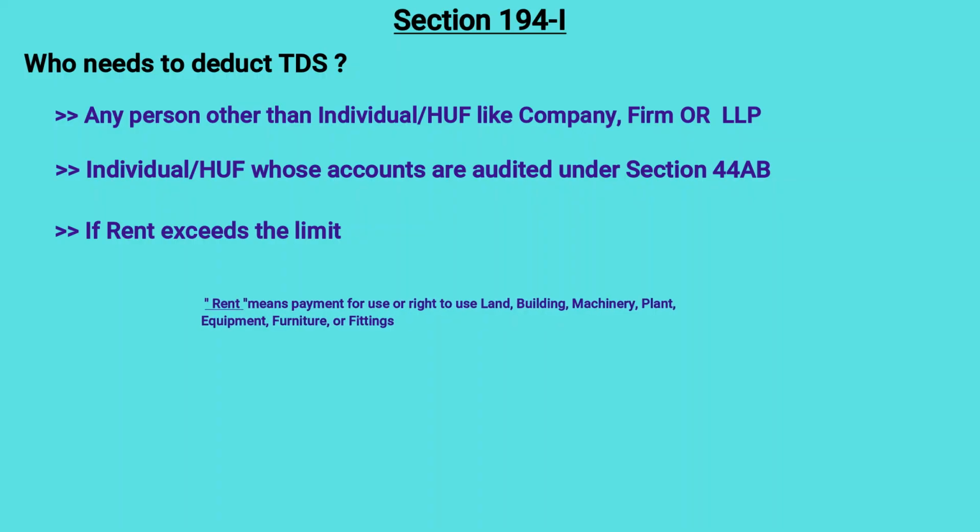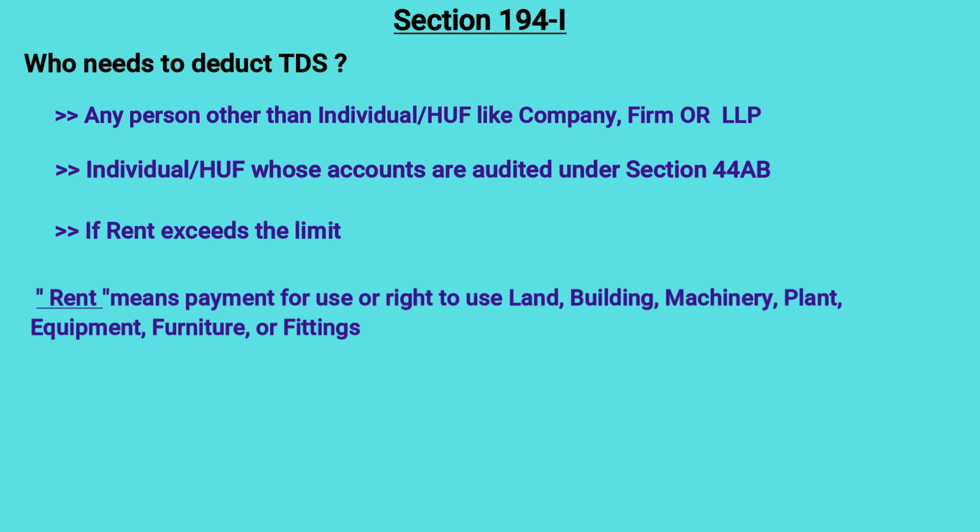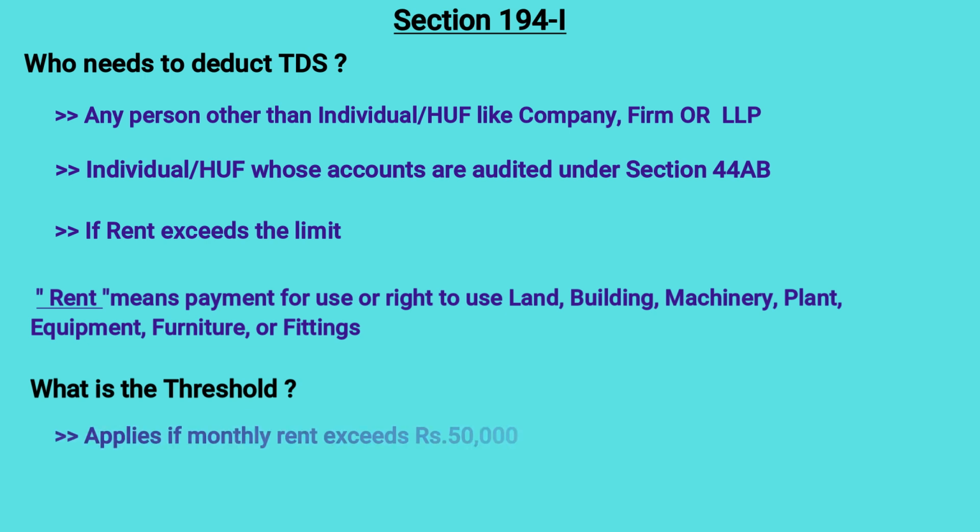Now, what is rent? Rent under Section 194I means payment for use or right to use any of land, building, including factory, machinery, plant, equipment, furniture or fittings. What is the threshold as of April 1, 2025? The Budget 2025 amended the threshold from 1st April 2025. TDS under Section 194I is triggered if rent paid or credited for a month or part of a month exceeds rupees 50,000. The earlier threshold was rupees 2,40,000 per year for many cases.